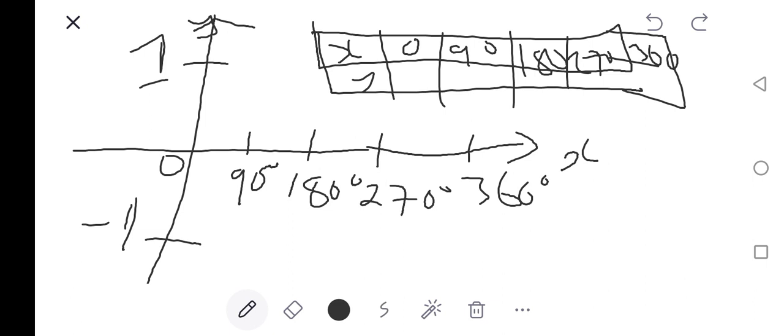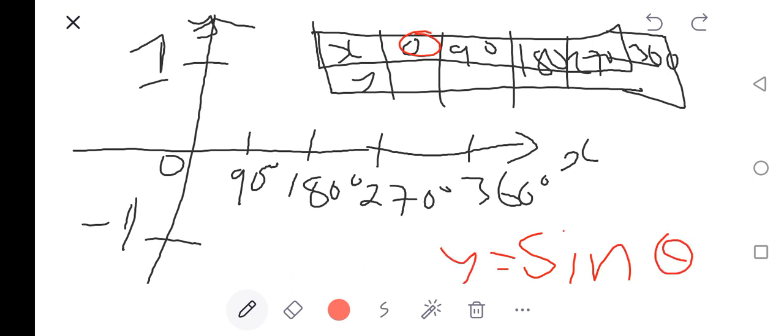Do we have calculators? So let's punch sine 0. We have to start punching these numbers. Punch sine 0. What do you get? We are punching sine because you've been given to sketch sine, y equals sine theta. What are we getting for sine 0? Zero. So you write 0 in this table.